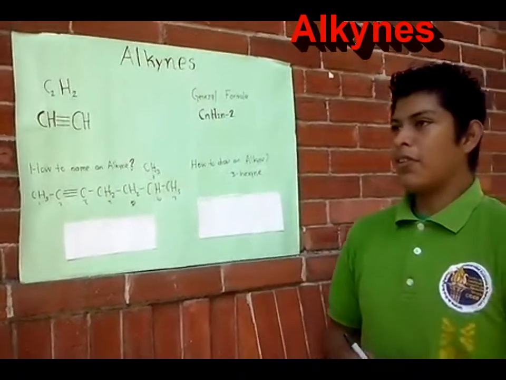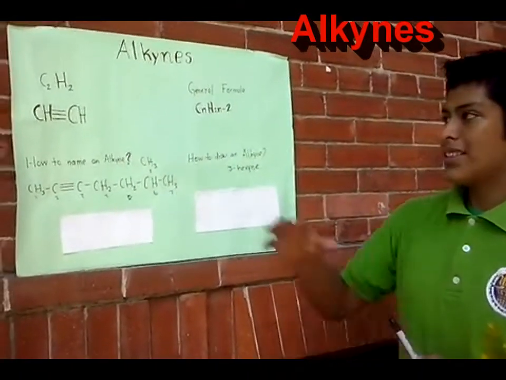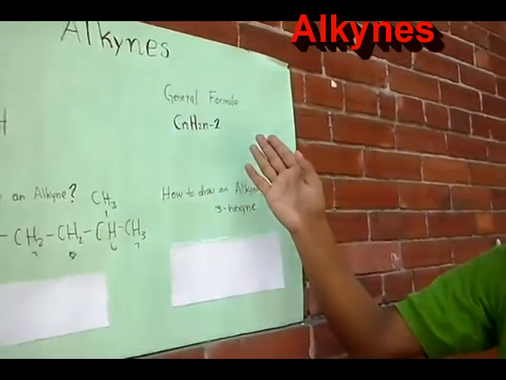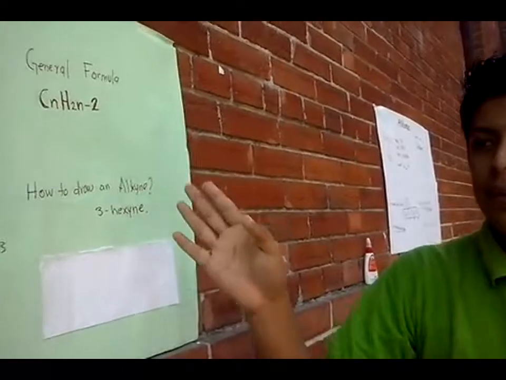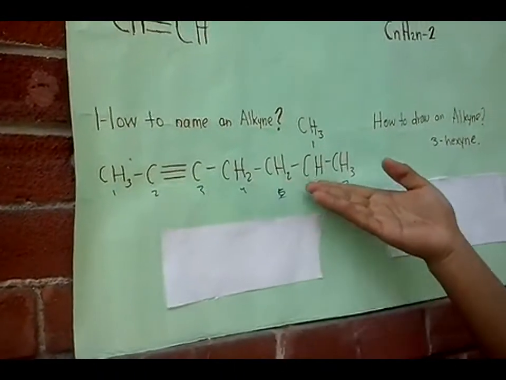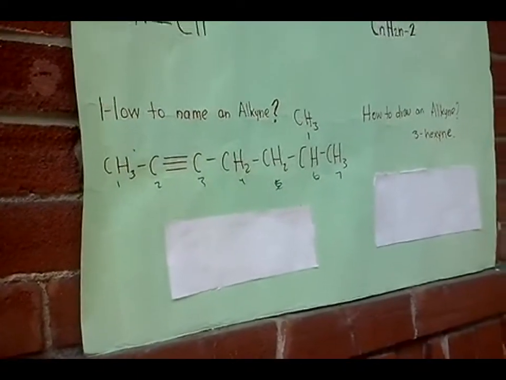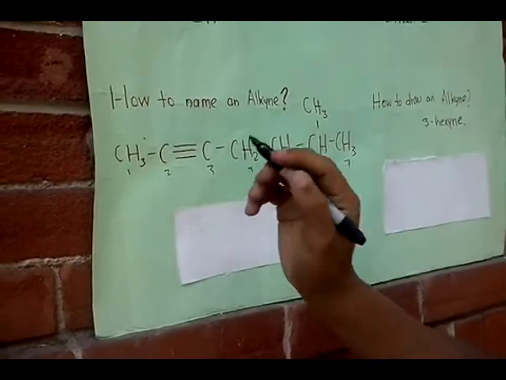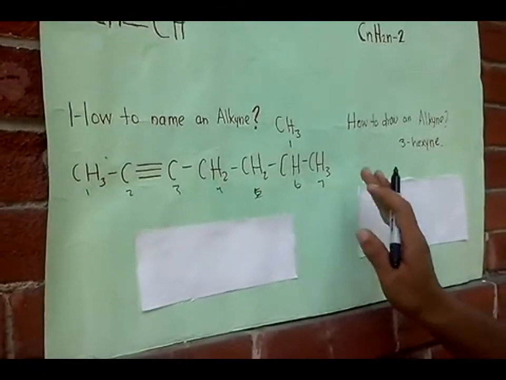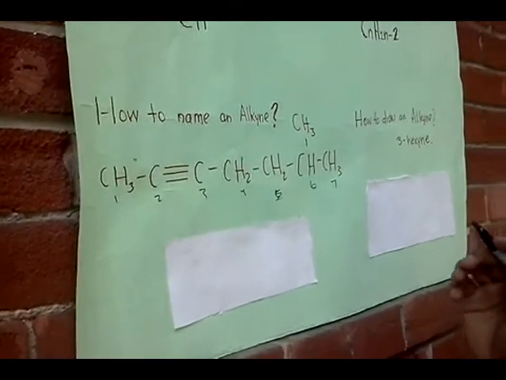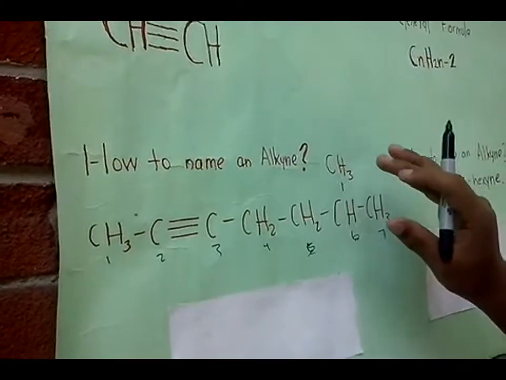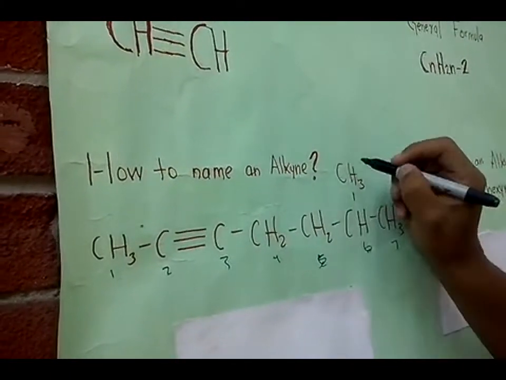Alkynes form part of the hydrocarbon family. This is an example, and this is the general formula. Well, how to name an alkyne? You can see the parent chain. You can begin to count the parent chain: 1, 2, 3, 4, 5, 6, and 7. Also, you can identify the ethyl group. This one.